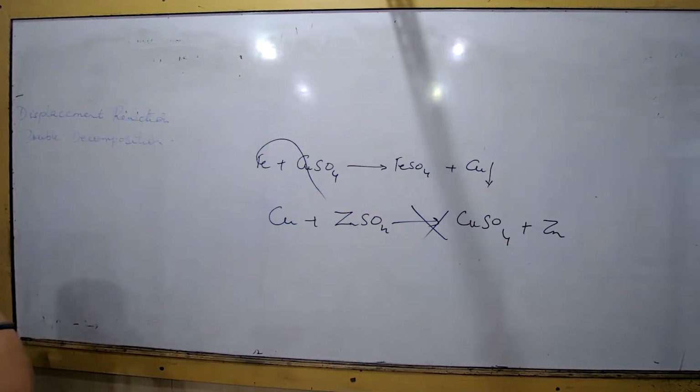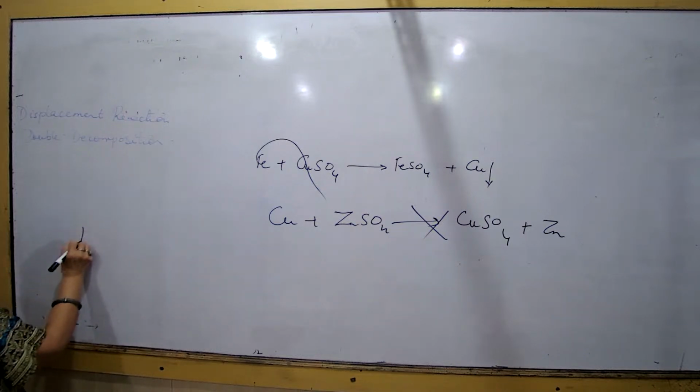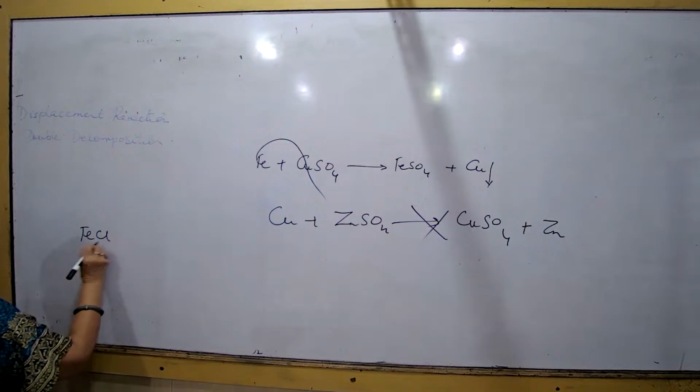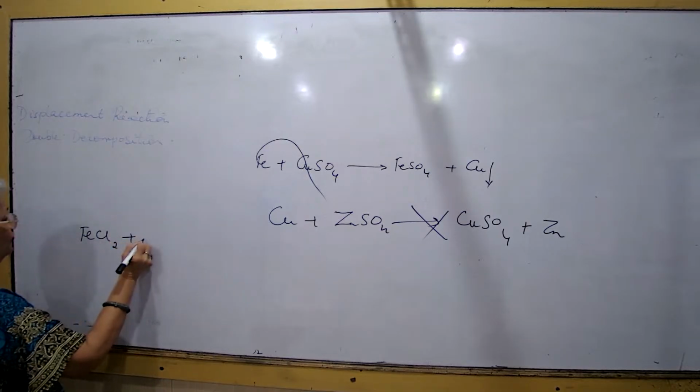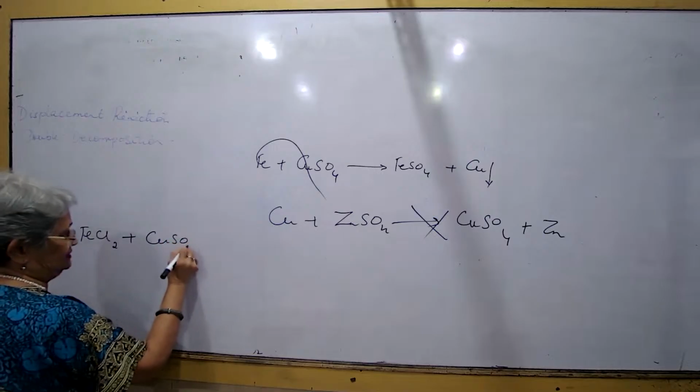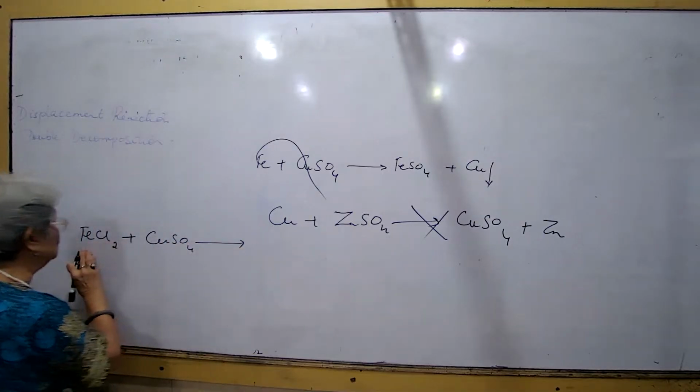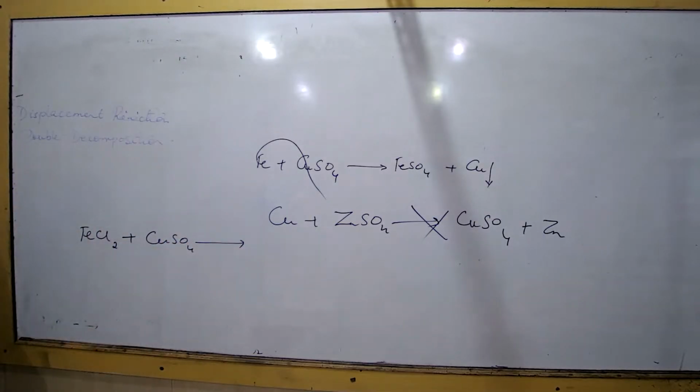Suppose we have here ferrous chloride, FeCl2, plus copper sulfate. Two compounds, correct? Which of the two compounds is going to start the reaction? Can you tell me?